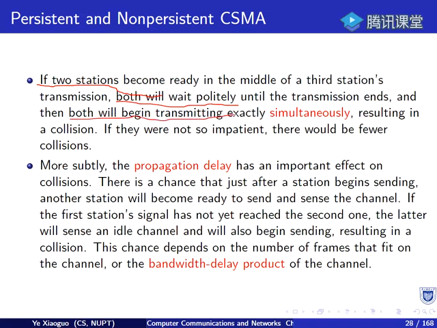And both will begin transmitting exactly at the same moment, right? It results in a collision. If they were not so impatient, there would be fewer collisions. So how to improve the performance of the protocol? We can improve the protocol to make the stations not so impatient. Not so impatient.